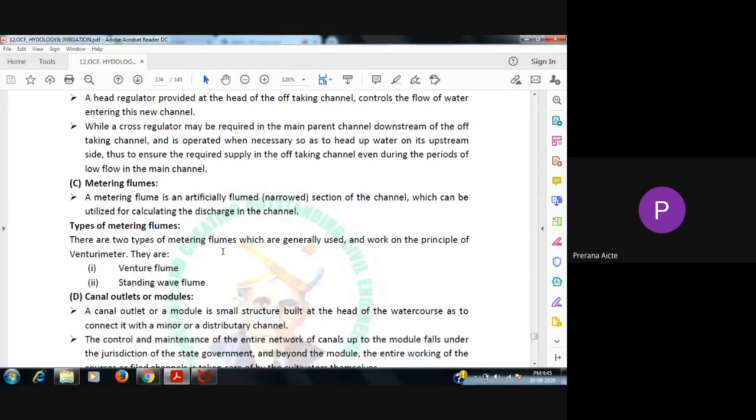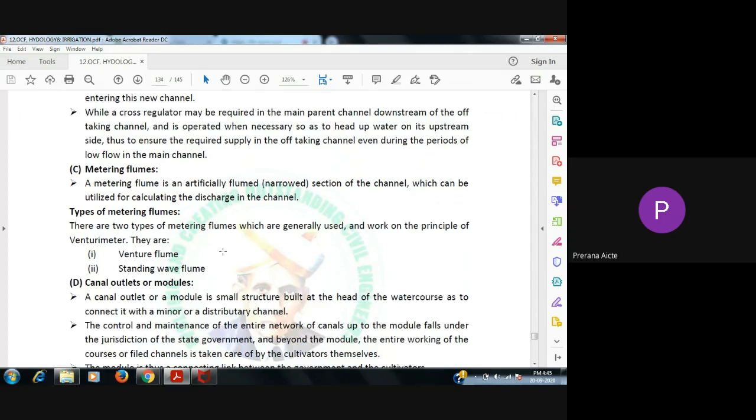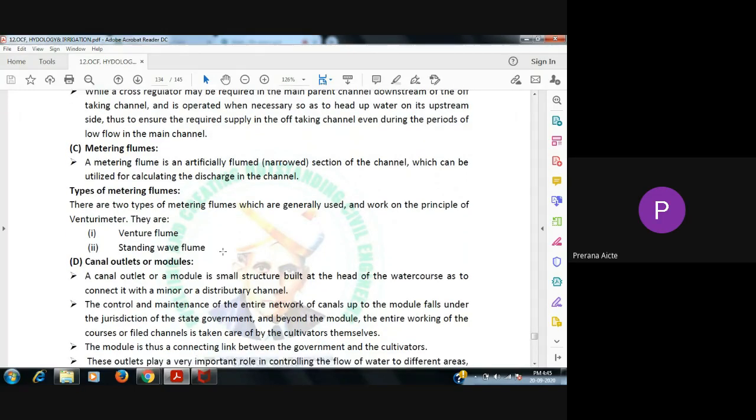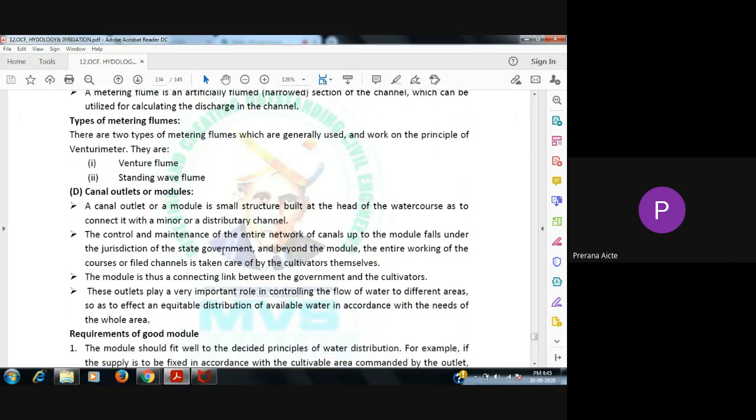You know the flume is used for measuring the discharge also. The measuring flume is an artificial fluid section of the channel, which can be utilized for calculating discharge in the channel only. So it's the Venturi flume and standing wave flume.